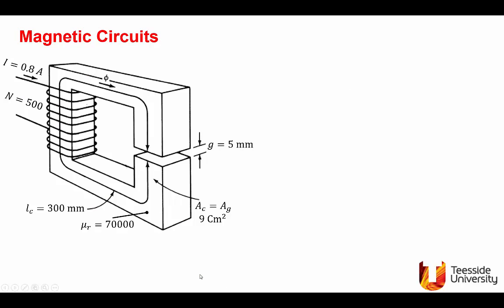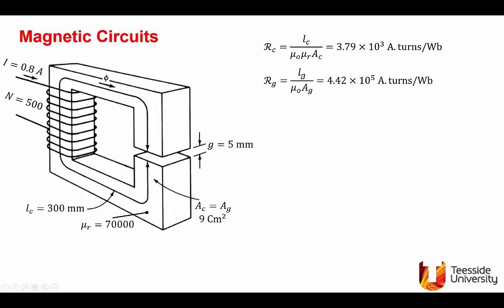Now we consider a core as shown, but I cut a small air gap. The air gap is 5 millimeters compared with the flux path in the iron, which is 300 millimeters, just to show that this is very small. But let's see what effect this small air gap has on the value of the flux. We calculate the reluctances. The reluctance of the core is the length of the core divided by mu naught mu r, area of the core. It gives this value. The reluctance of the gap is the length of the gap, and here mu r is 1, so it's mu naught. It gives us this value.